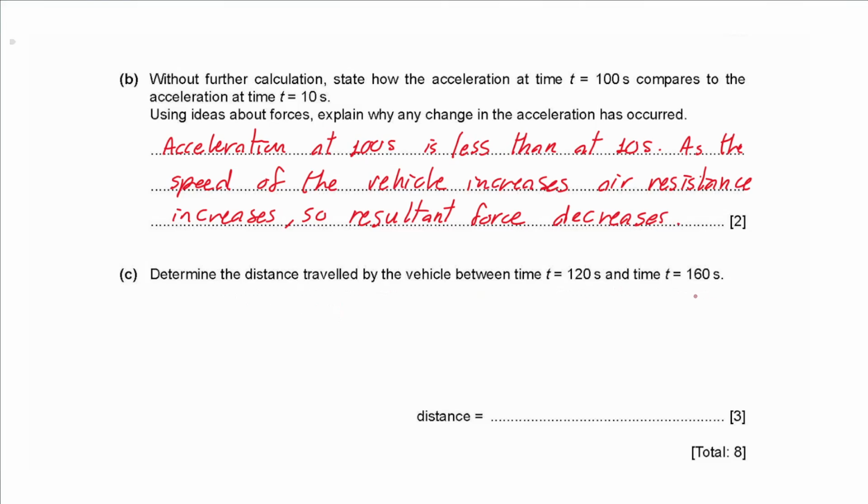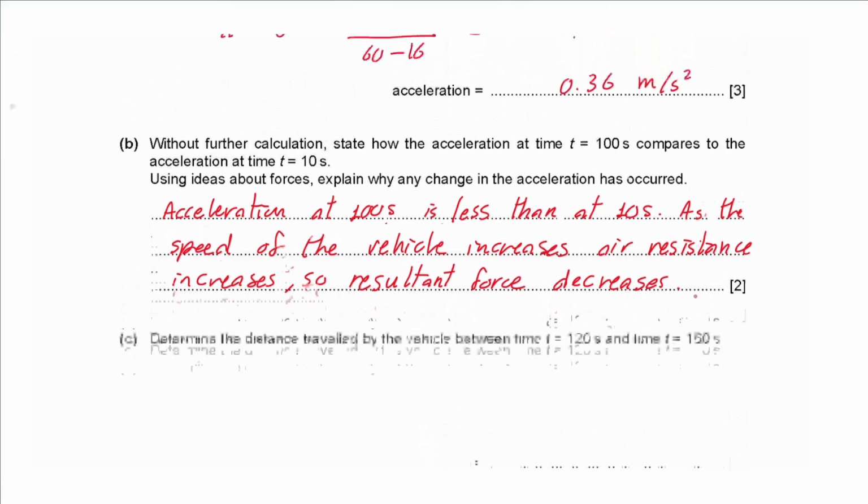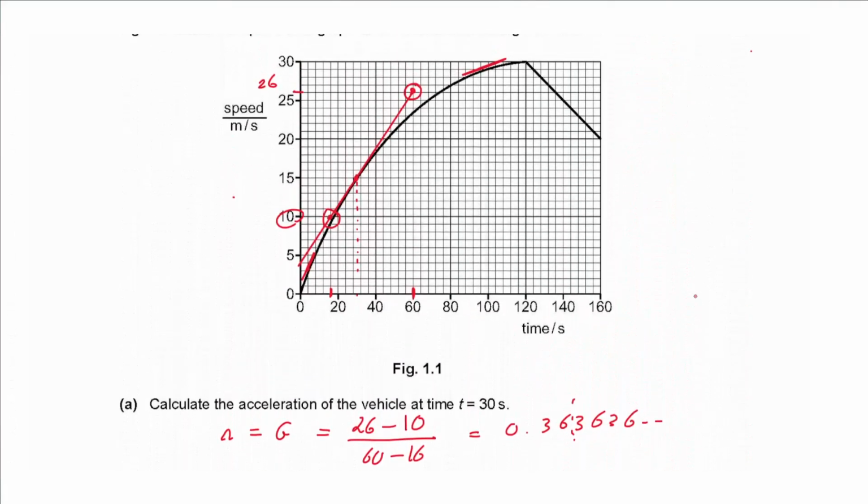Part C says determine the distance traveled by the vehicle between time 120 seconds and time 160 seconds. In a speed-time graph, we can get the distance by calculating the area under the graph. So from 120 seconds to 160 seconds, that would be this area, which is a trapezium. We have one base on this side equal to 20, and the other base is on the other side parallel to it, that's 30, and the height is from 120 to 160, that would be 40.